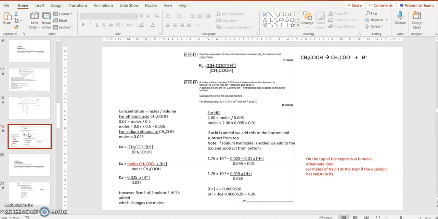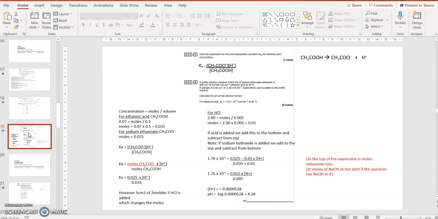Why is that? Well, the number of moles of ethanoate ions, CH3COO- that I've coloured in red, also equals the number of moles of sodium hydroxide at the start. Now in this question we haven't added sodium hydroxide. There's no sodium hydroxide being added to the mixture. But if there were, the number of moles of ethanoate ions equals the number of moles of sodium hydroxide on the top. It's because the sodium hydroxide reacts with ethanoic acid to make ethanoate ions. It makes sodium ethanoate, and that's why the number of moles of ethanoate ions equals the number of moles of sodium hydroxide. But just remember some simple facts.